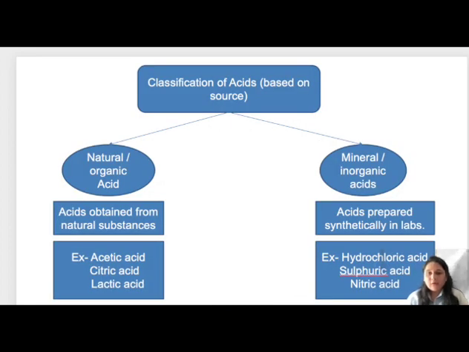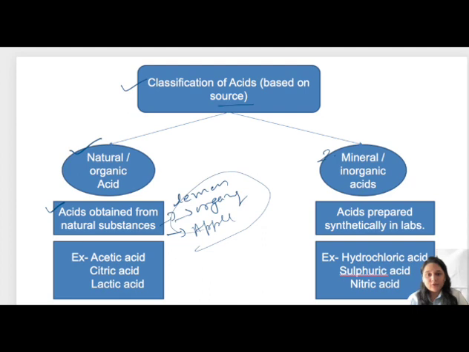Now our next thing: the classification of acids on the basis of source. There are two types of acids. First is natural or organic acid, and the second is mineral or inorganic acid. Natural acids are acids obtained from natural substances like lemon, orange, and apple. These are natural or organic acids, such as acetic acid, citric acid, and lactic acid.